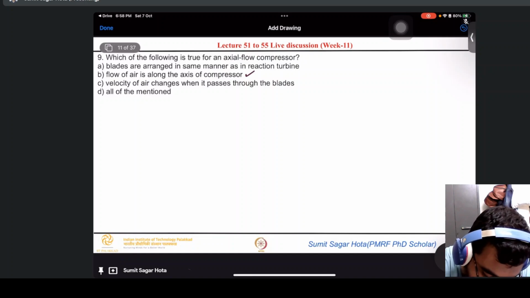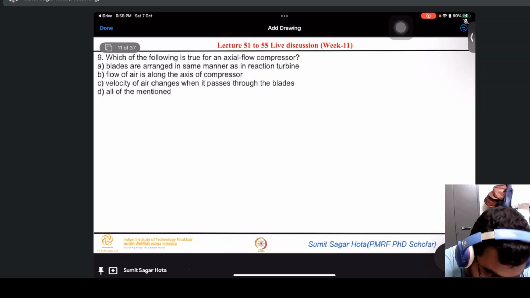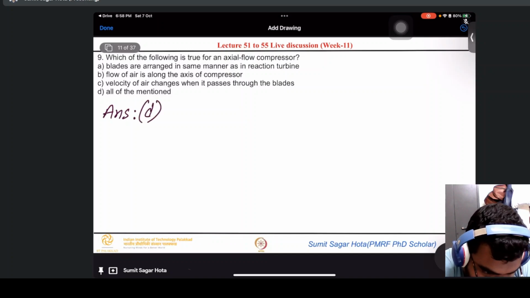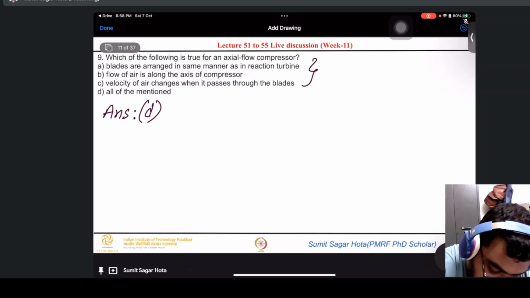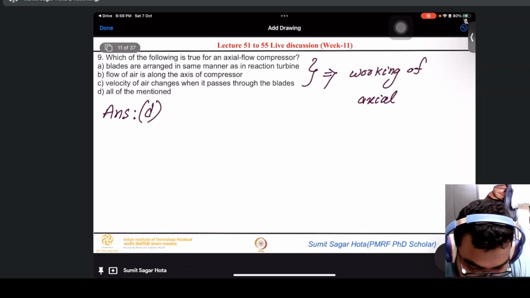Velocity of air changes when it passes through the blades. Obviously, velocity of air changes when it passes through the blades. That's for the axial compressor. The blades are arranged in the same manner as in a reaction turbine. So here the answer is D. These are all the working of the axial flow compressor.